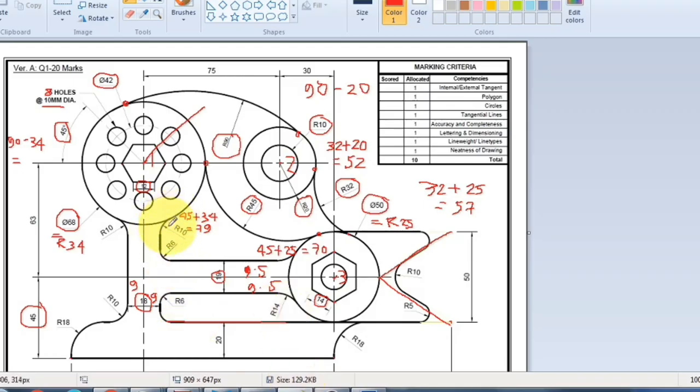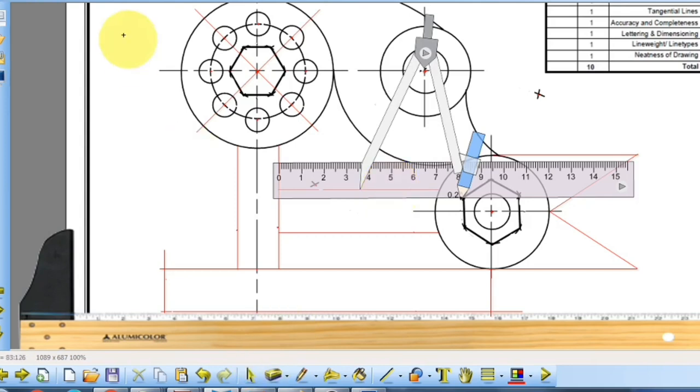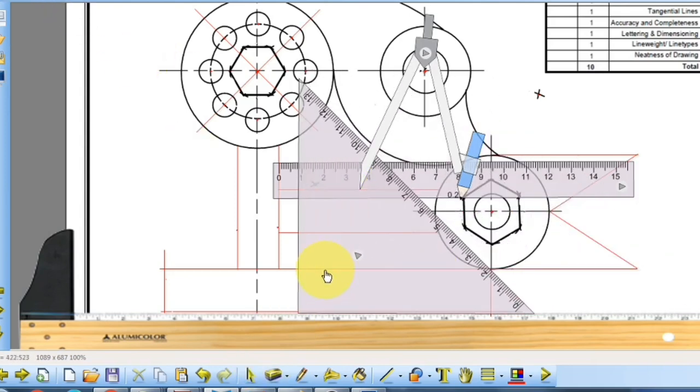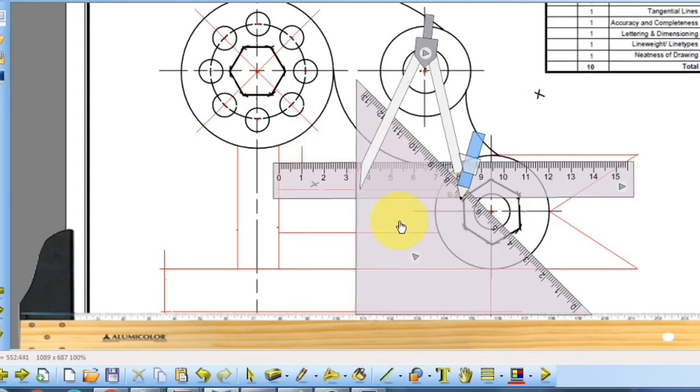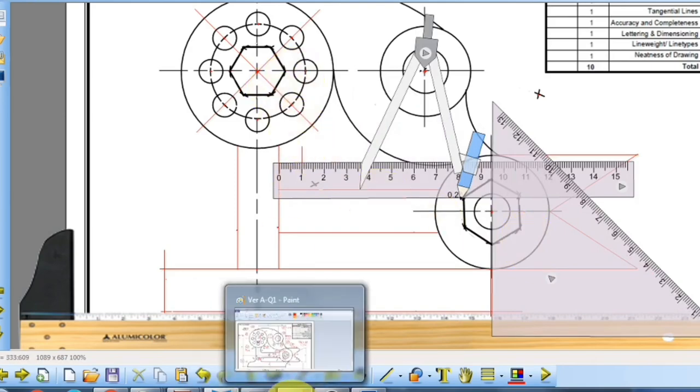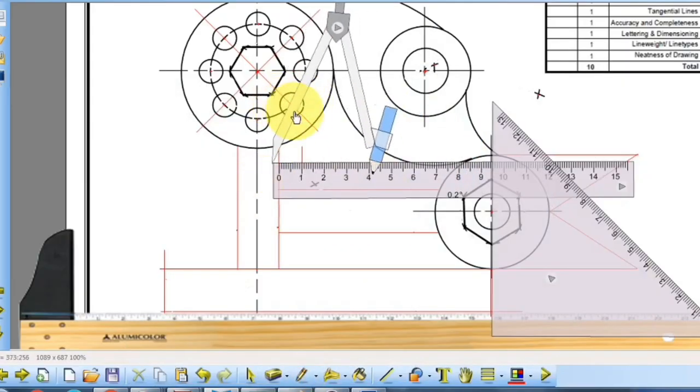Now next we have this one here. Okay. So this one is R10. So we're going to draw this one from here going here to 10. And then we need to draw a line here, 10. And from here, so this circle, this one is diameter 68, is 34 plus 10. So 34 plus 10 is equal to 44. So 44. Now we're going to open our compass here. 44. And the center is here.